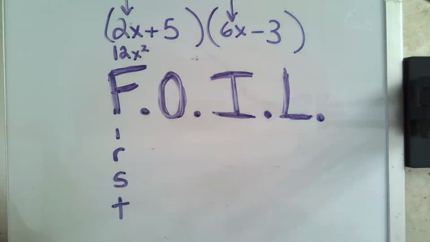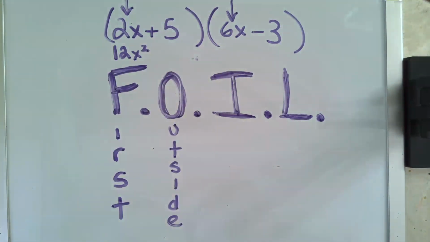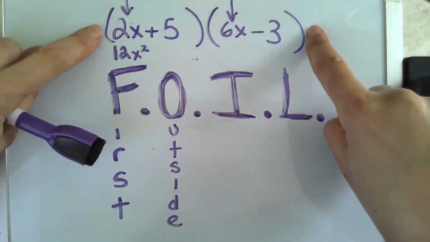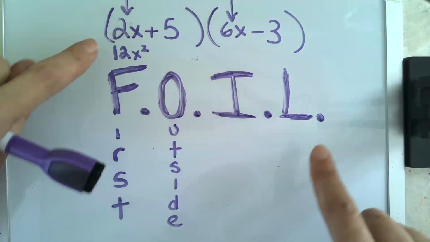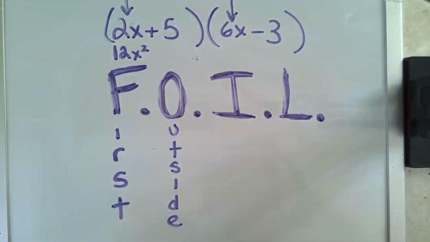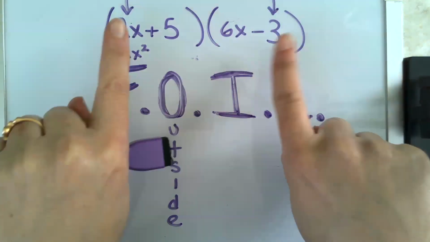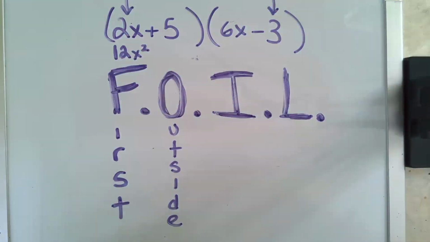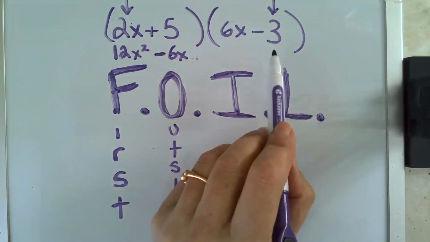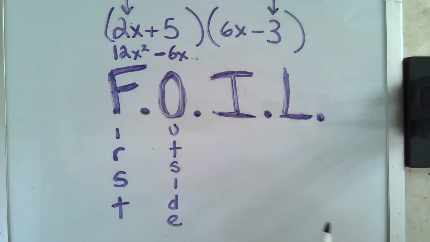The O stands for outside. And what that means are the two terms that are the most outside in this whole multiplication set. So that would be the 2x times the -3. They are on the most outside of the parentheses. So that gives us -6x. That negative is attached to that 3. So 2x times -3 gives us -6x.